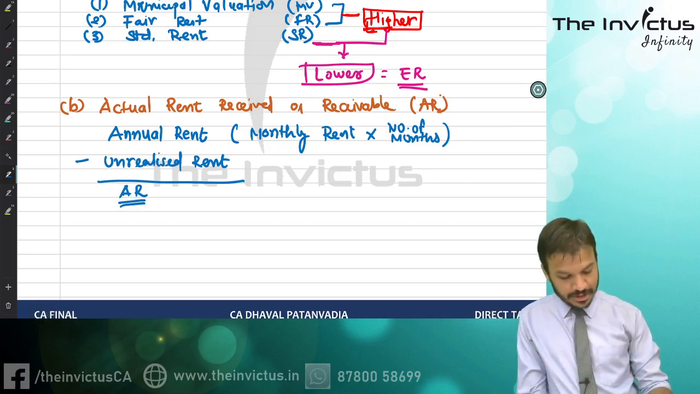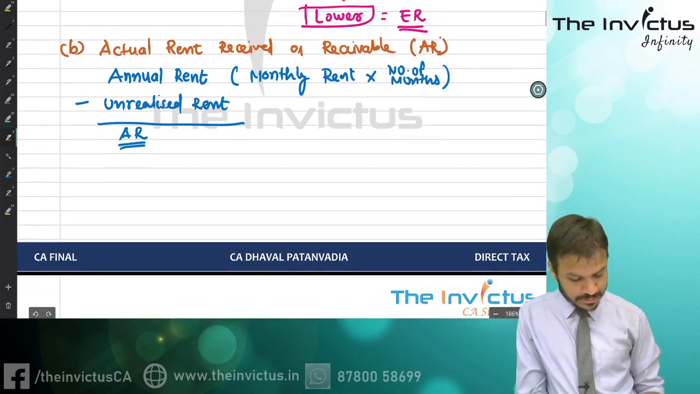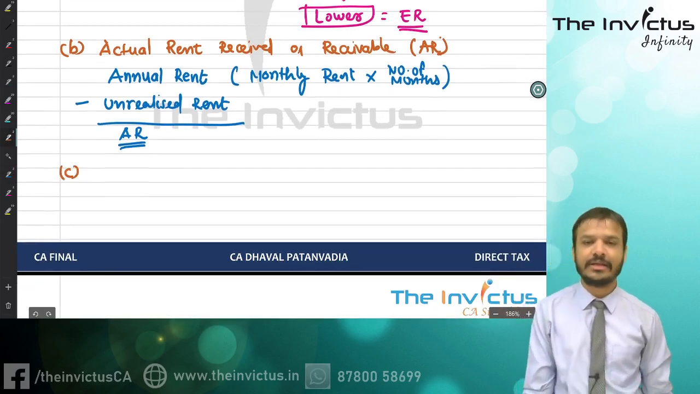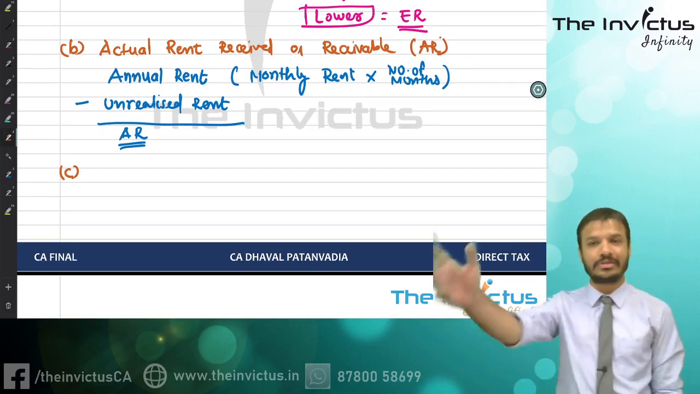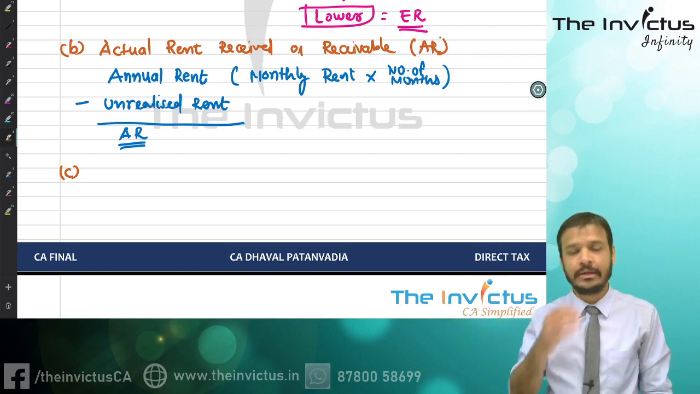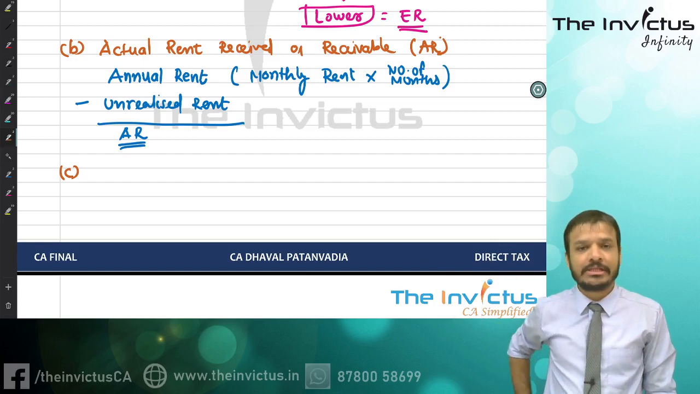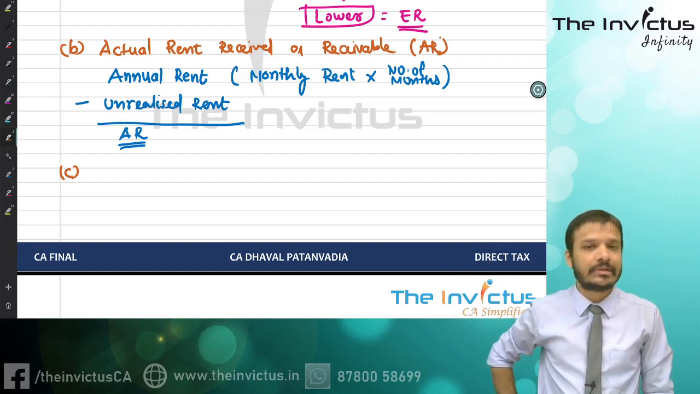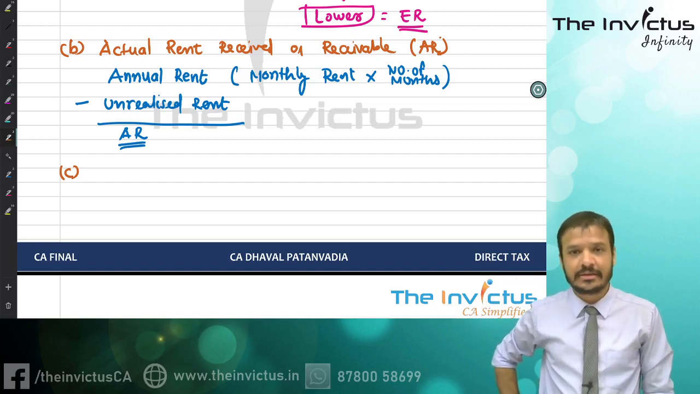Now step number 3, and this is the final step to compute. As it's the final level and house property does not carry that much weight, I'm not going in depth that much. The majority of the chapter, like business, profession and capital gains, we will cover each and every section in detail. So in house property I'm not taking that much time.